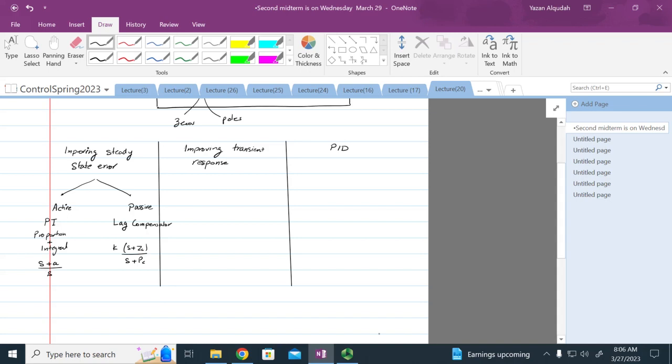So then we said also we can improve the transient response. And the same thing, we can have a passive circuit, or we can have an active circuit. And if you have a passive circuit, we're going to call it a lead compensator. And it's going to have a transfer function that is S plus ZC divided by S plus PC.